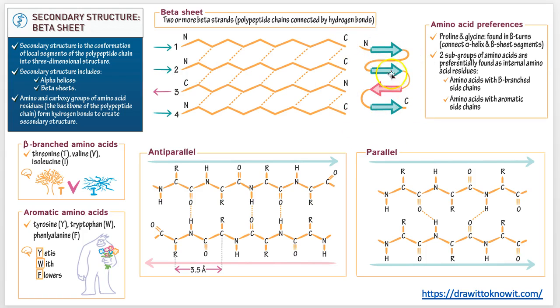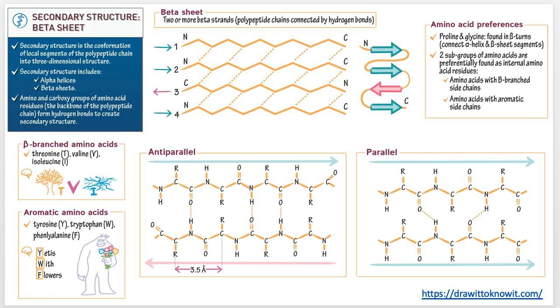They don't have to look like this. Sometimes people get confused. They're just showing you that this would be parallel if you have N to C, N to C, and then this would be anti-parallel, N to C, N to C. But they don't always have to look like this. It could be all anti-parallel. It could be all parallel. It could be a mix. Who cares? It doesn't really matter. Anyway, I just like this because it has a good description of what parallel and anti-parallel is.